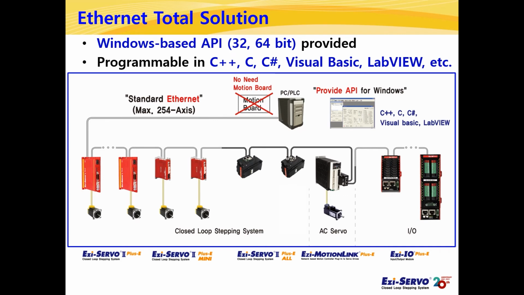To summarize the product concept, it is as follows. Since FASTECH basically provides Windows-based API for Ethernet products, customers can select development languages like C++, C, C#, Visual Basic, LabVIEW, etc. for programming. In addition to the API, GUI software is also provided and can be downloaded for free from the FASTECH web page.